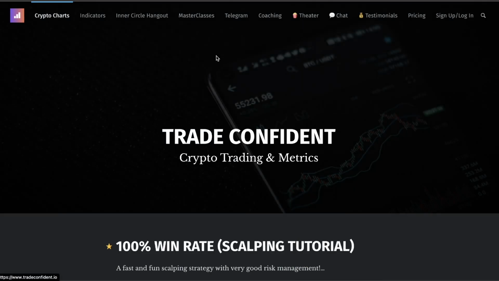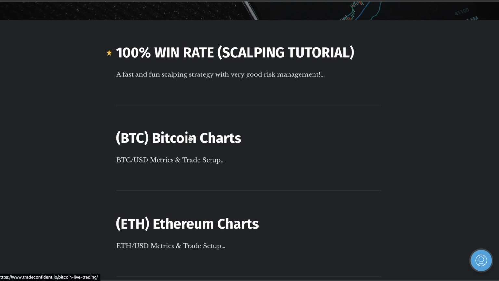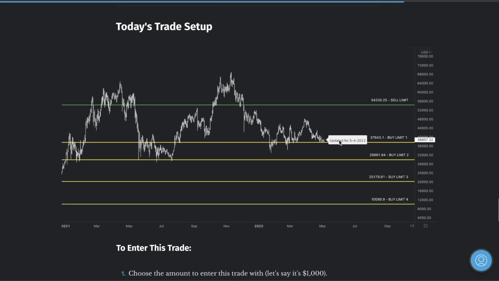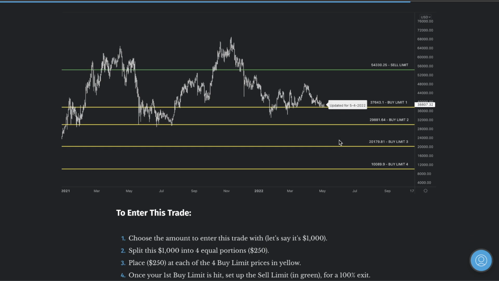Okay. Here's how we do this, guys. Go to the Bitcoin charts. Let's scroll all the way down here and take a look at this. Here's what you guys need to be watching for, just this trade setup. You are going to see 4 yellow lines. They're just buy limit prices, okay? These are structured in here.